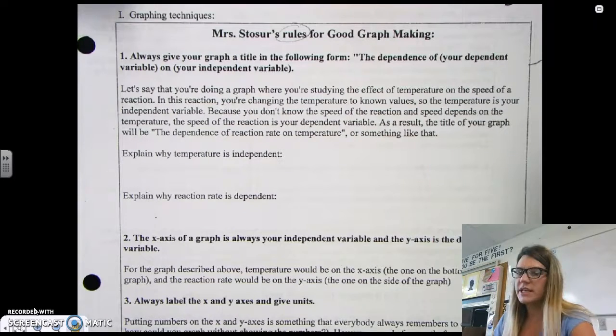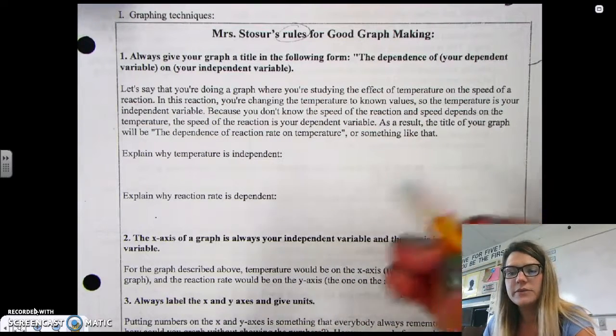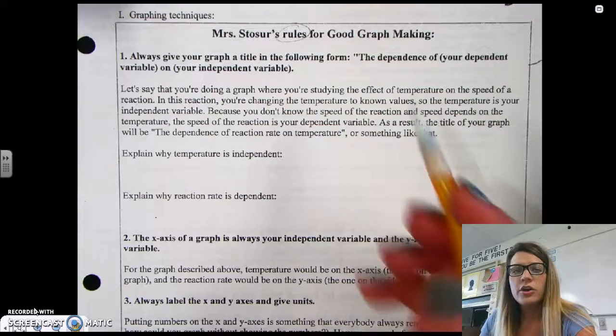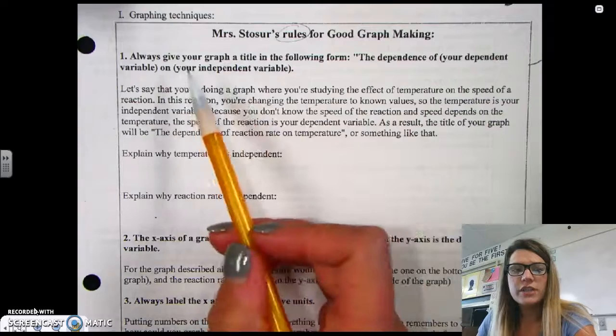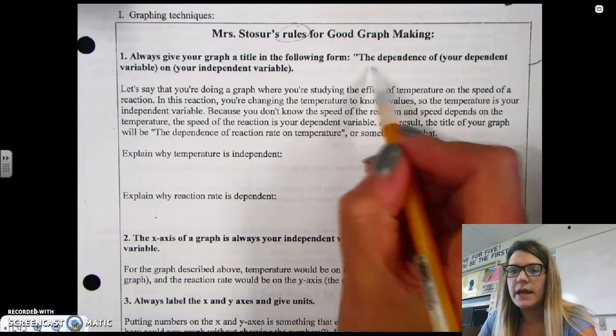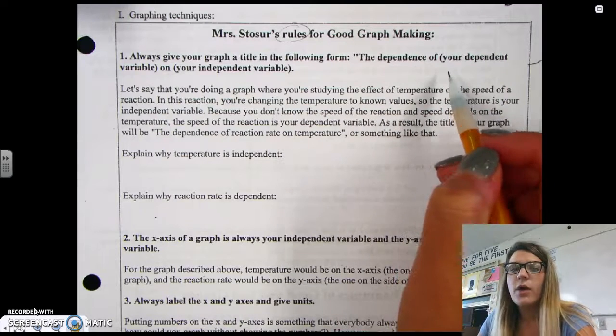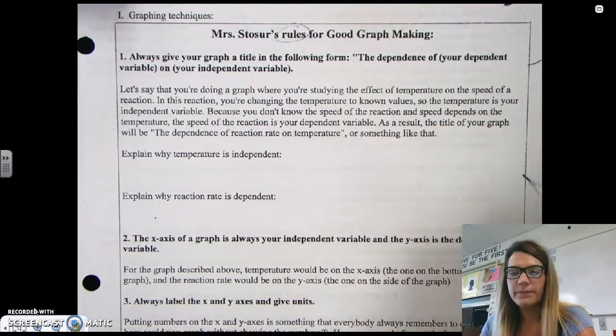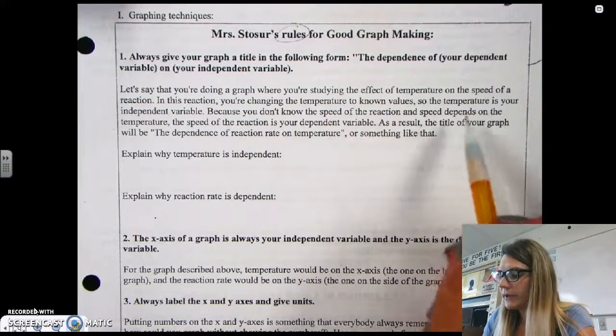The first thing, I'm not going to read everything in here, but I at least want to talk to you about what I would expect if you were doing a graph. You're always going to write your title in the following form: the dependence of your dependent variable on the independent variable. So let's look at an example here.